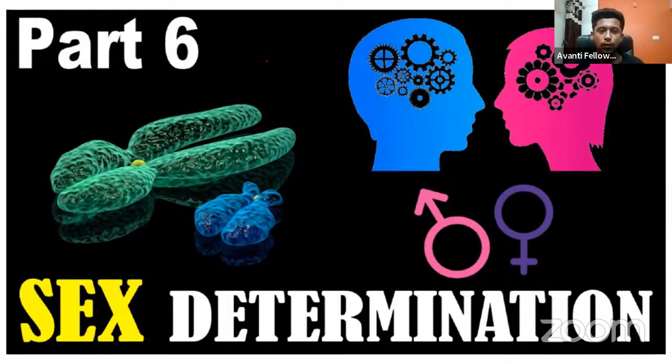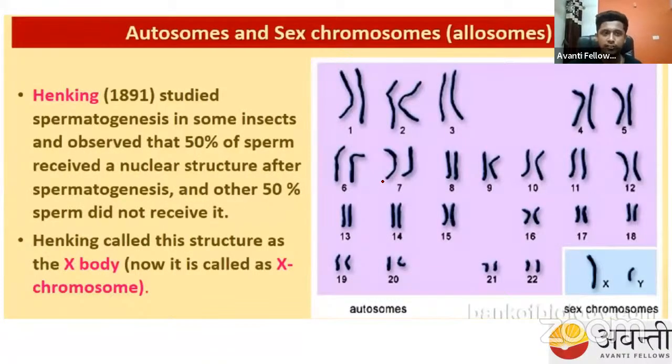Now our next topic, part 6 of this chapter, is sex determination. We are a little bit aware about sex determination, right? What is sex determination? Knowing the sex of an individual is called sex determination. And we studied the same while studying human reproduction, reproductive health, where we understood we can determine the sex of a baby.